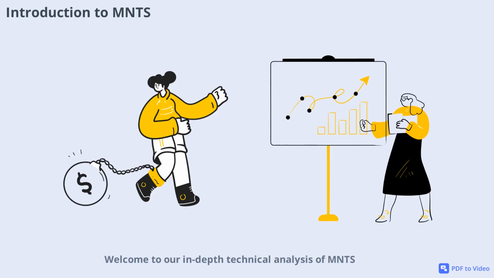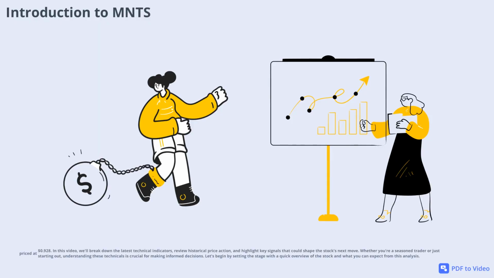Welcome to our in-depth technical analysis of MNTS, traded on the Nasdaq. As of December 10, 2025, MNTS is priced at 0.928. In this video, we'll break down the latest technical indicators, review historical price action, and highlight key signals that could shape the stock's next move. Whether you're a seasoned trader or just starting out, understanding these technicals is crucial for making informed decisions.